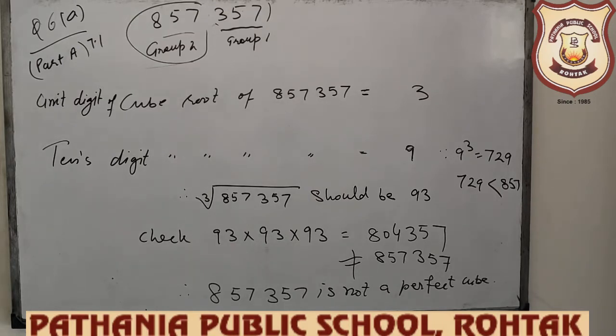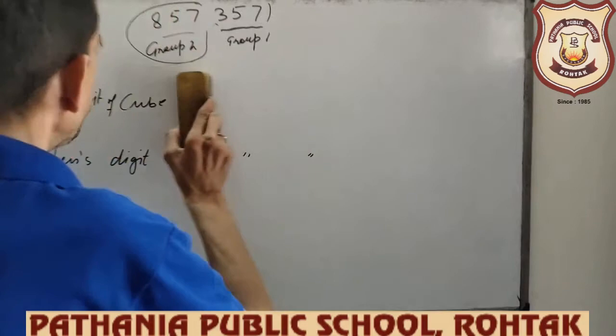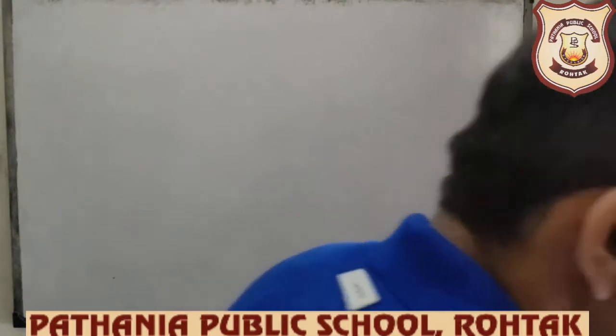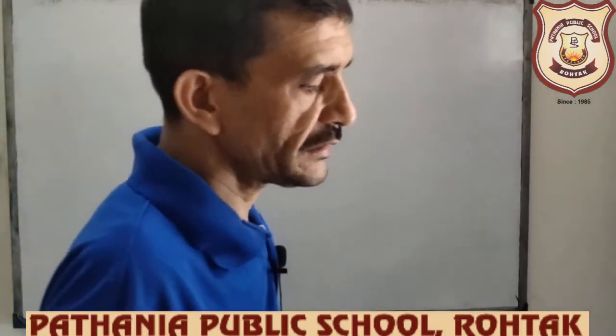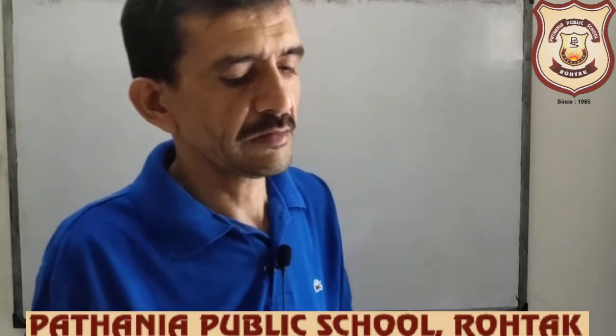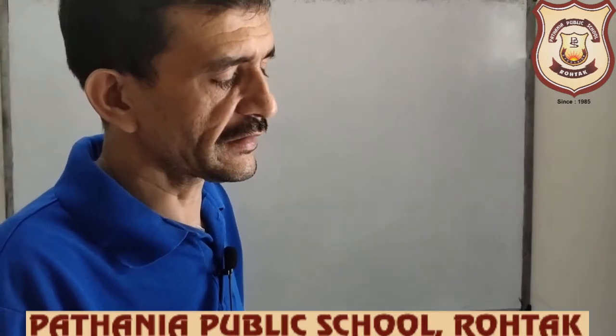Now let us take the remaining questions of 7.2. First of all, I want to discuss all the questions. Question number 1 in 7.2: true or false, the cube of a single digit number is always a single digit number. No, it is false, because the cube of even 5 is 125. So it is not a single digit number.